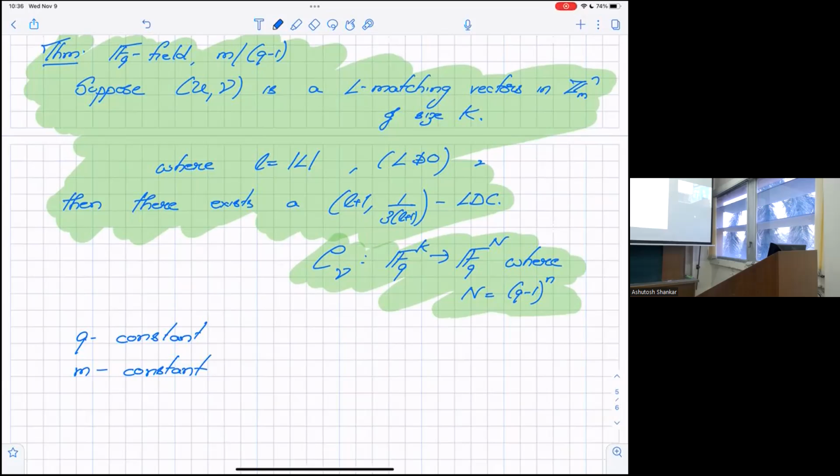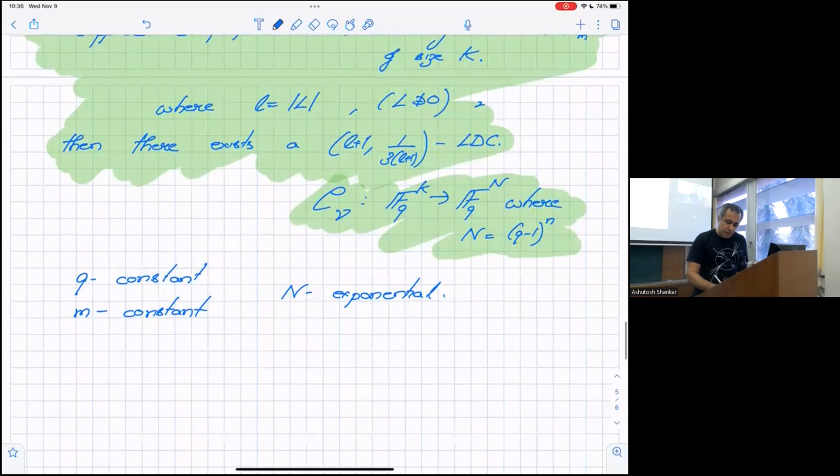So take the prime field of size 31. Think of Q and M as constants for now. Therefore, this N is exponential. So capital N is exponential. K is super polynomial by Grossman's construction. Hence, the rate is sub-exponential. You can explicitly write it down, but it will be sub-exponential.